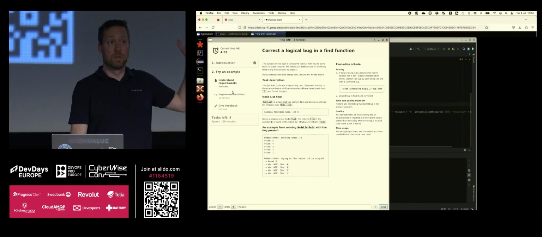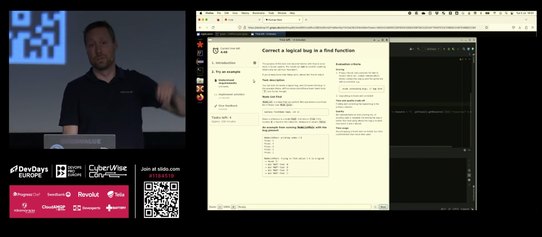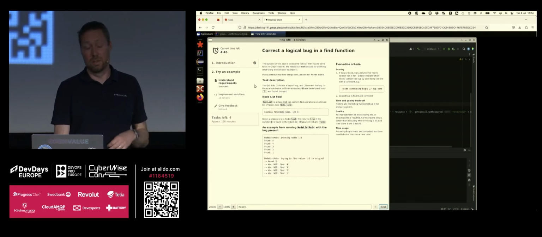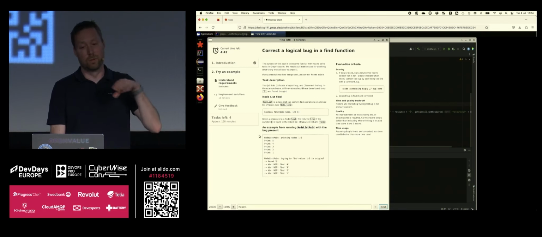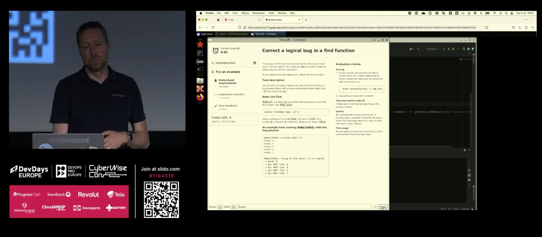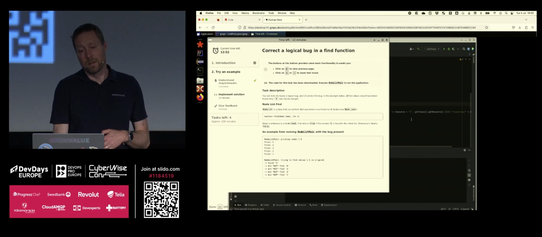You get some explanation about what the task is. The idea is that there's a graph that holds a value in each node, and the function needs to check if every value, 1 to 5, is actually present in one of the nodes. Pretty easy stuff. You read this, try to understand it, and if you're ready, you hit begin, then you go to IntelliJ, and here we go.